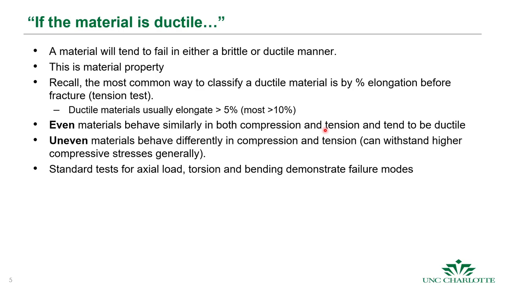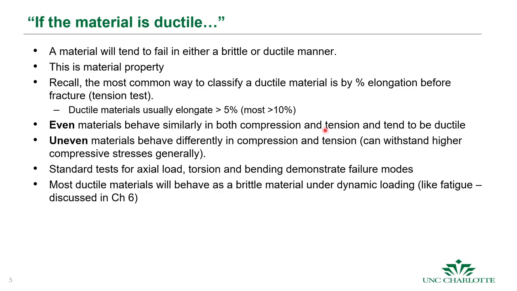Okay, so we don't necessarily have the means to do every test in the loading condition based on how the material is going to be used in service. But what we usually have available is axial load data from what we've done in the labs on the Instron machines, where we get the dog bone specimen and we get our stress strain data. And so we have to be able to relate the data that we have for the material to the failure criteria. There is some data as well for torsion and bending, but most of the standard tests are done for axial load. And again, ductile materials will behave as brittle materials under dynamic loading.